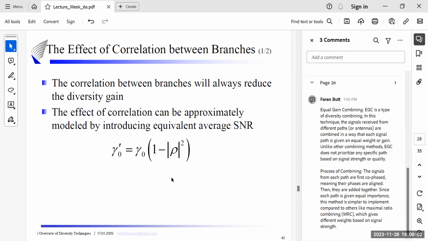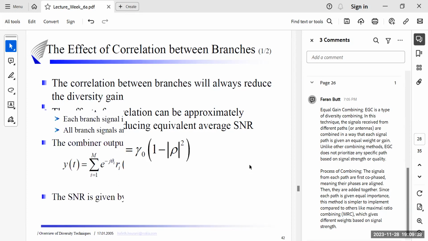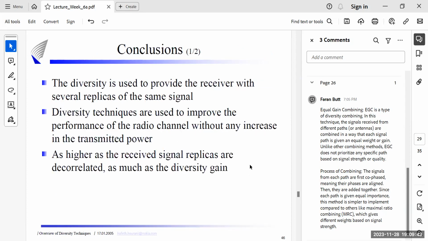The correlation between branches will always reduce the diversity gain, right? Why? Because we want all of the branches to have minimum possible correlation. So the correlation will always reduce the diversity gain. The more they are uncorrelated, the more diversity gain we have. The effect of the correlation can be approximately modeled by introducing an equivalent average SNR. We will not go into details of this mathematics, but it is very important to know that the correlation between the branches should be as small as possible.